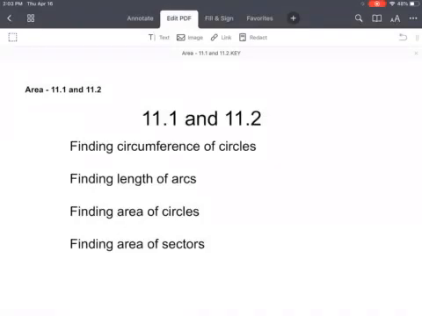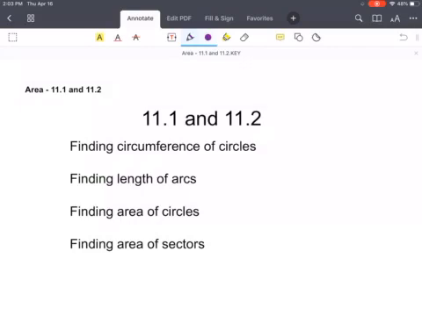All right, today we're going to talk about sections 11.1 and 11.2, which are talking about circumference and area of circles, and then dealing with partial circumference and partial area. So first off, reviewing what the circumference of a circle formula is. 2 pi r, or pi d, with r being the radius and d being the diameter.